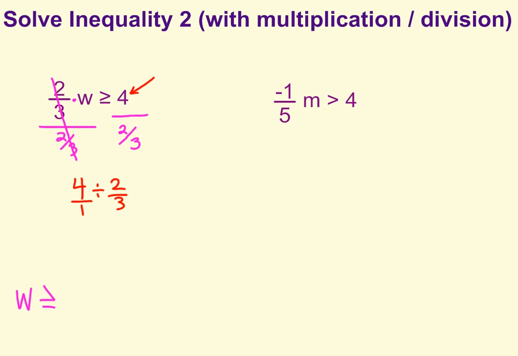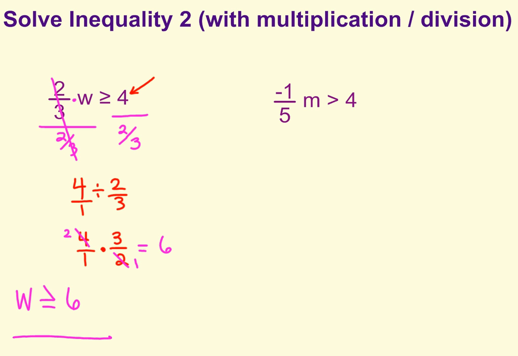Now, the nice thing about dividing fractions is we actually multiply by the reciprocal. We change it into multiplication. First fraction stays the same, multiplied by, instead of 2 over 3, we're going to do 3 over 2. Here we can do some cross reducing, or you can multiply straight across and reduce. I see the 4 and the 2 can be divided by 2. So 2 divided by 2 is 1, 4 divided by 2 is 2. Multiply the numbers you have left and you get 6. So W is greater than or equal to 6.